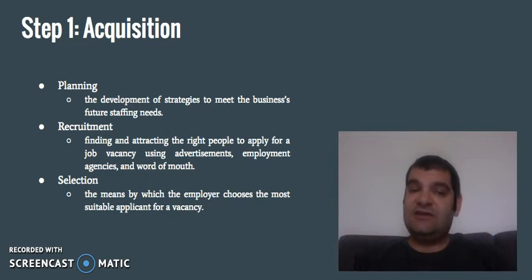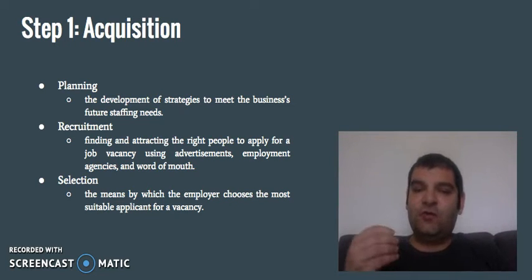Now, we've got three stages here as well. So we've got the planning stage, which is developing the strategies to meet the business's future staffing needs. So, what do we actually need as a business in order to continue to grow and become efficient? So, the business first, though, must determine the exact nature of the job before it can recruit the right person to it. And that then leads to recruitment, which is finding and attracting the right people to apply for a job using things like advertisements, websites, agencies, word of mouth.